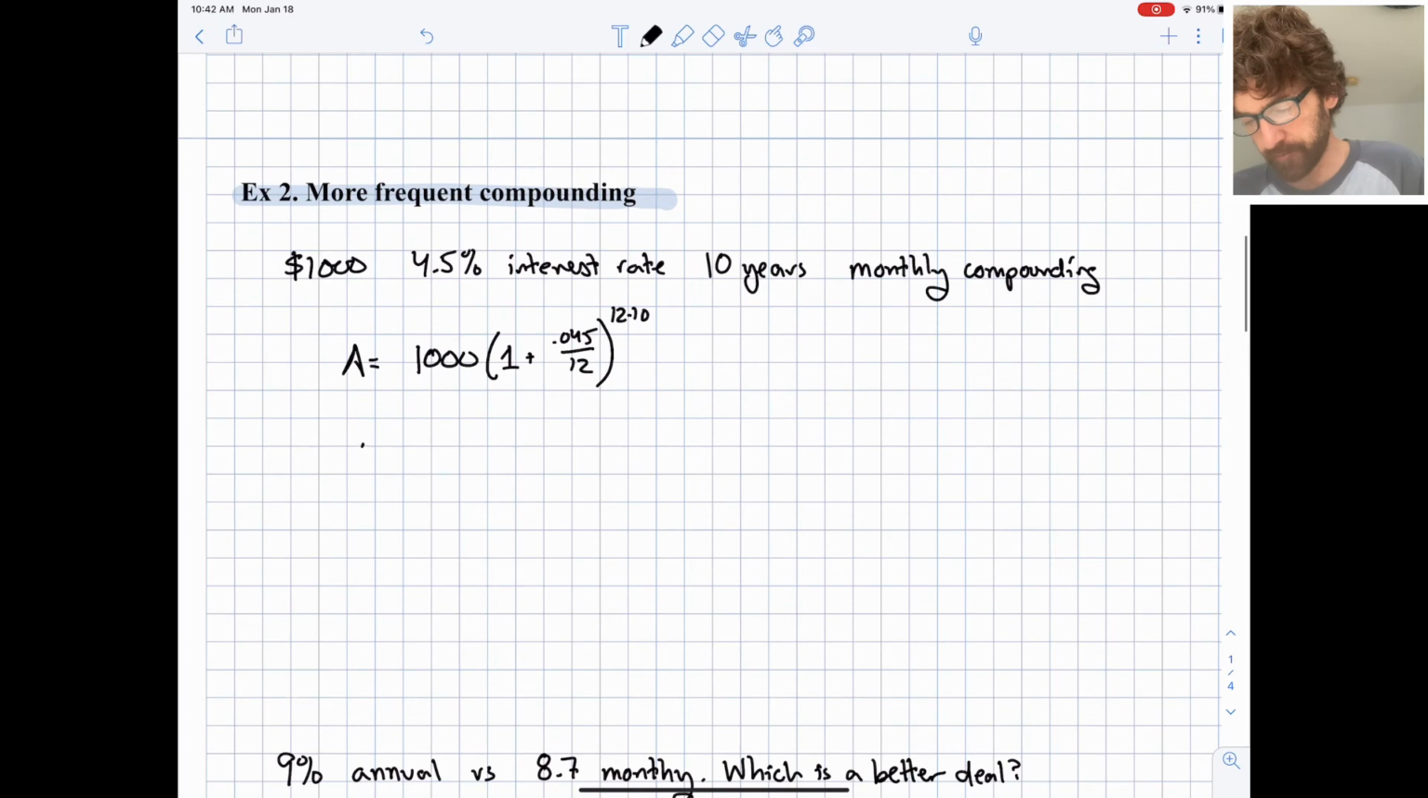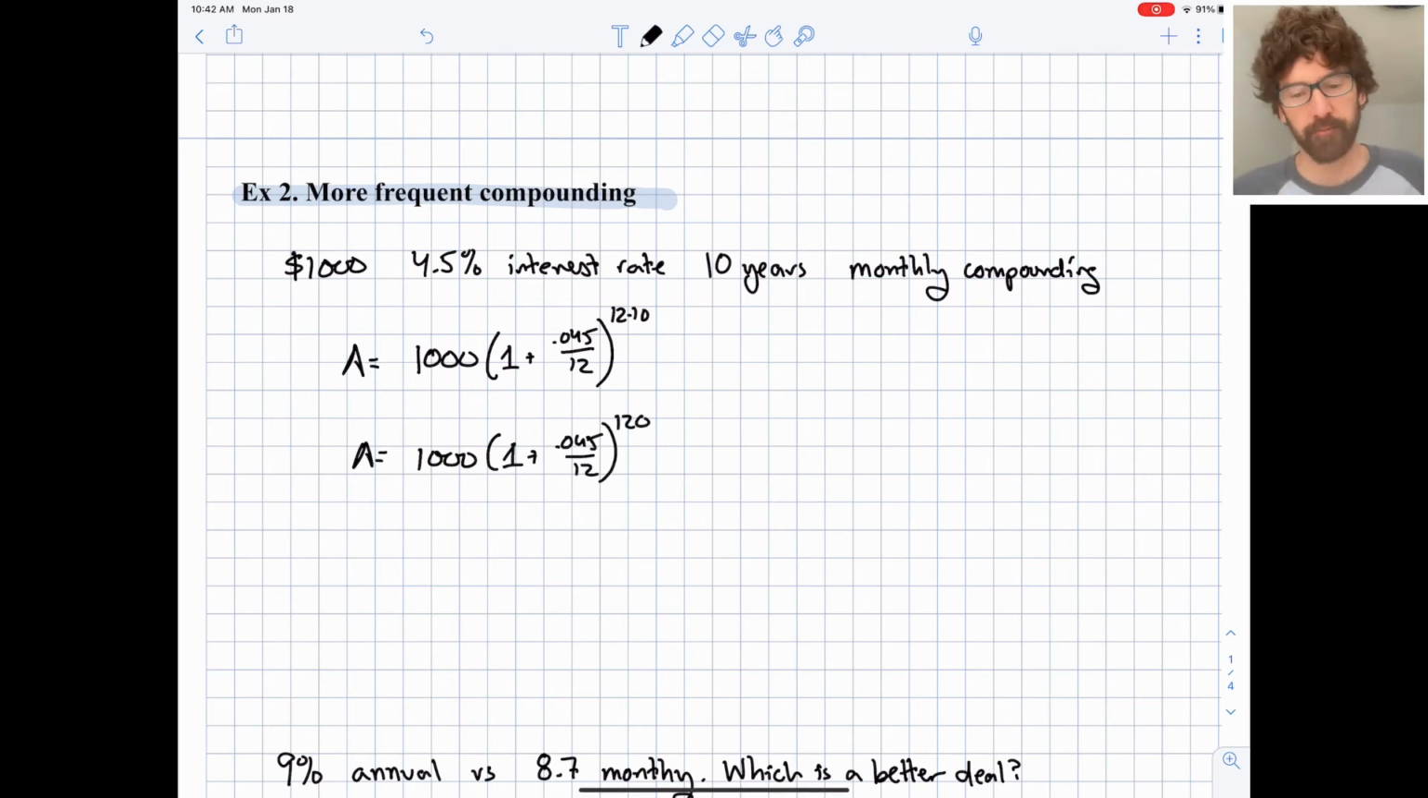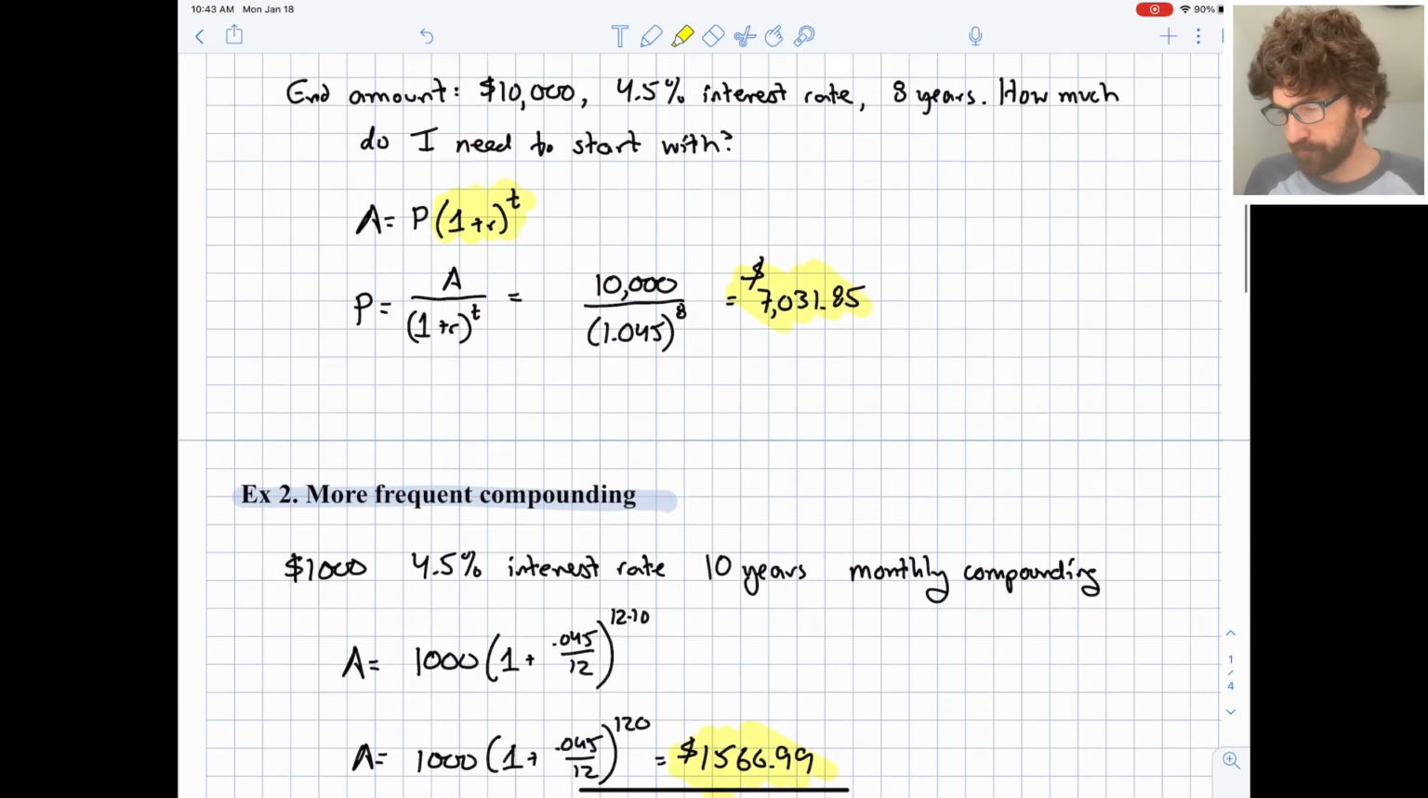So I'm going to simplify this a little bit. And I'm going to type that into my calculator. And I get a final answer of $1,566.99.